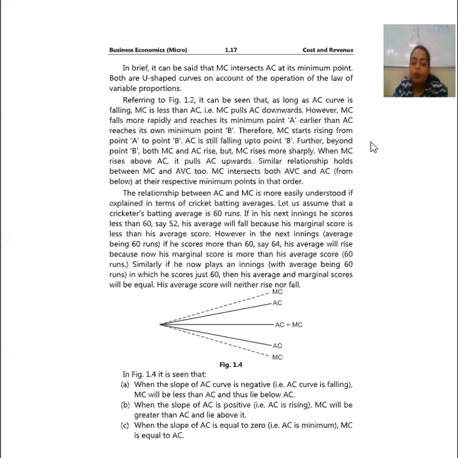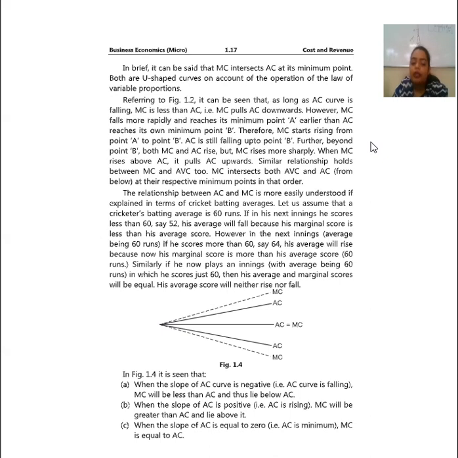The relationship between AC and MC is more easily understood if explained in terms of cricket batting averages. Let us assume that a cricketer's batting average is 60 runs. In his next innings, he scores less than 60, say 52. His average will fall below 60. His marginal score is less than his average score.